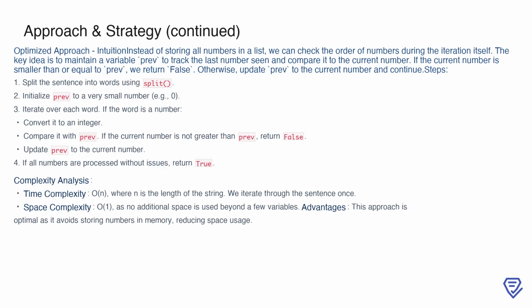The complexity analysis shows that the time complexity remains O(n), as we still only traverse the sentence once. However, the space complexity is reduced to O(1), since we no longer store a list of numbers. This makes the optimized approach highly efficient and practical as it reduces both memory usage and implementation complexity.